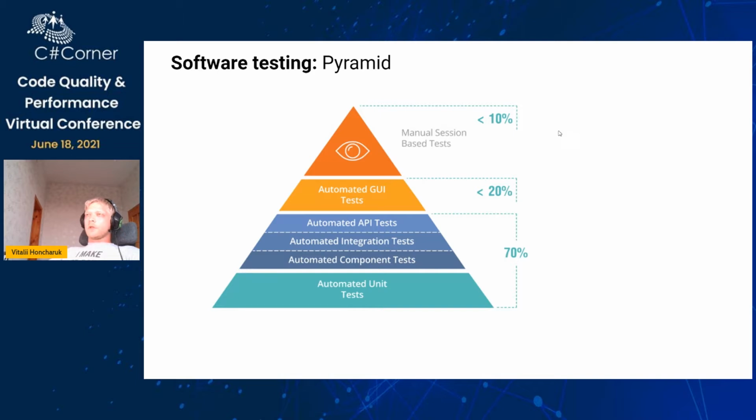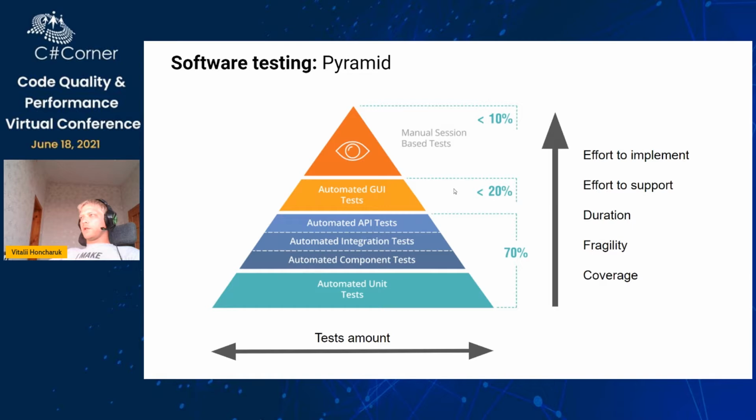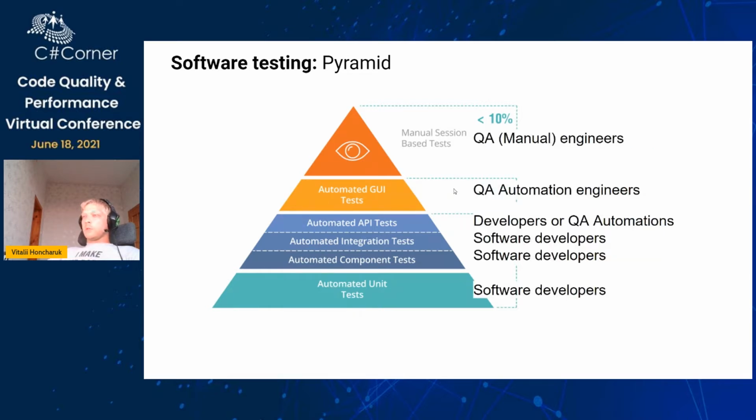It describes the different levels of testing that ideally should be present in your project. Manual testing should be less than 10%, or even not exist on your projects. And also sometimes, in case it's a big project, there should be automated GUI tests, and ideally these should be performed by automation engineers.